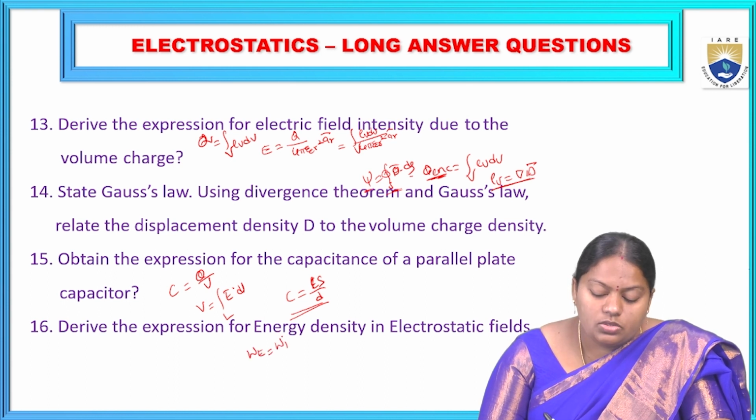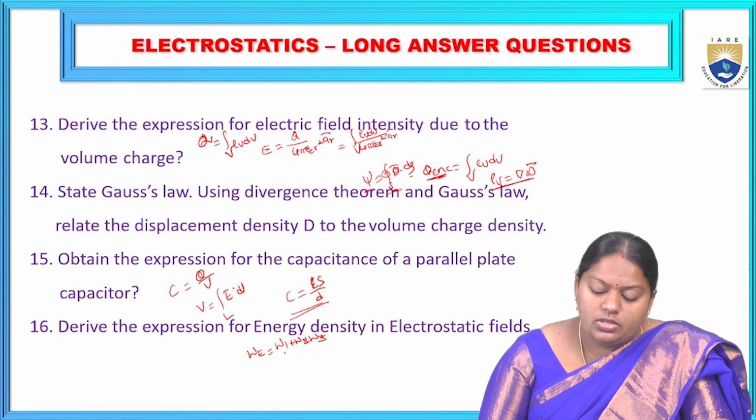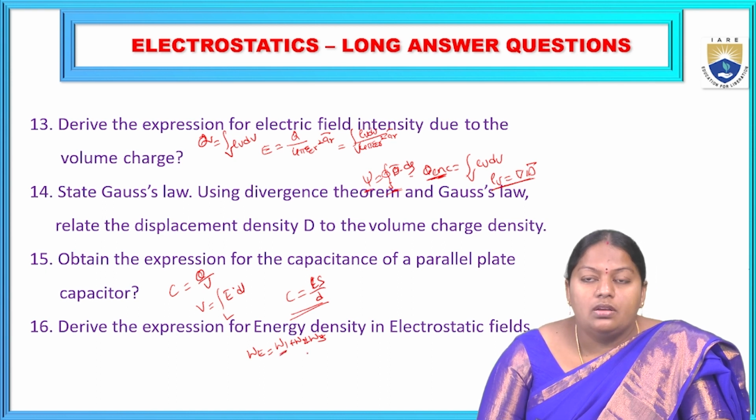There we are assuming point charges, W1, W2, W3. So in order to assemble the first point charge Q1, the energy or work done required is considered to be W1. For the point charge 2, W2, and for the third one it is W3.